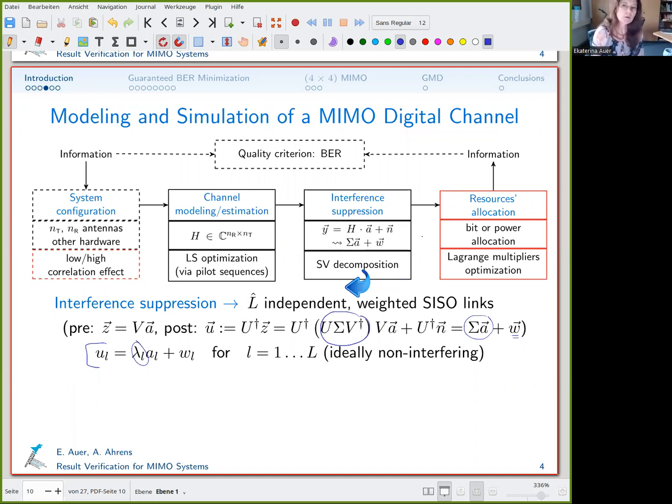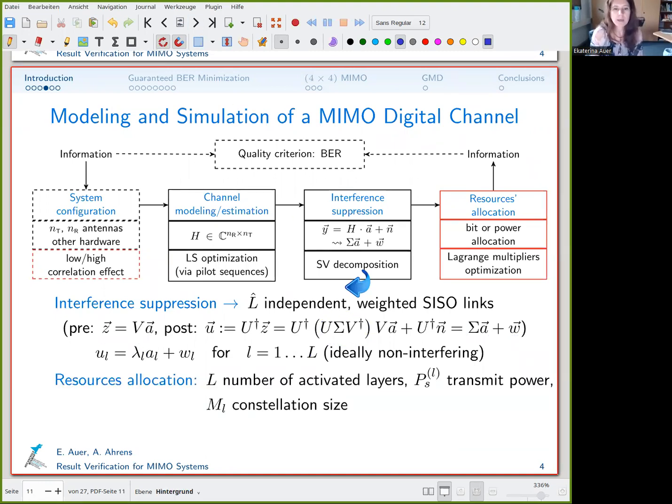After that, we go to the resources allocation stage. If we use singular value decomposition, then we need to allocate additional power to some of those independent weighted links. Also, bit allocation can be done to optimize the system, and for that, we can use, for example, the Lagrange multipliers optimization. Of course, we can compare results without power allocation and results with power allocation using this criterion of BER. At the stage of the resources allocation, what describes the stage is the number of activated layers, the transmit power per layer, and the constellation size L.